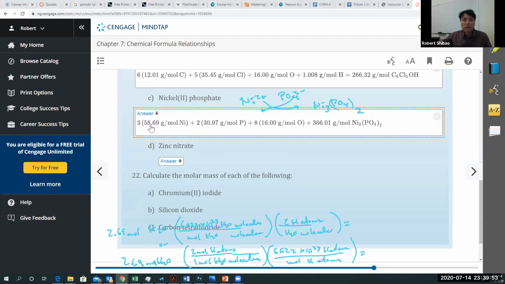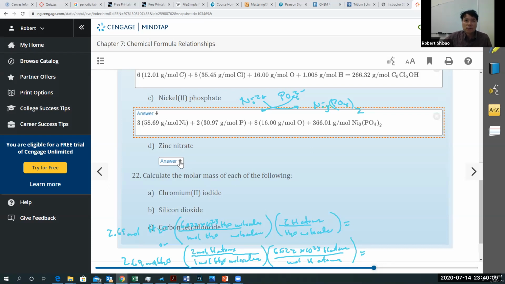3 nickels off the periodic table is 58.69. 2 phosphorus, 30.97 off the periodic table, and 8 oxygen, 16.00. And that gives us, this should be equals. It's supposed to be an equal sign, not plus.